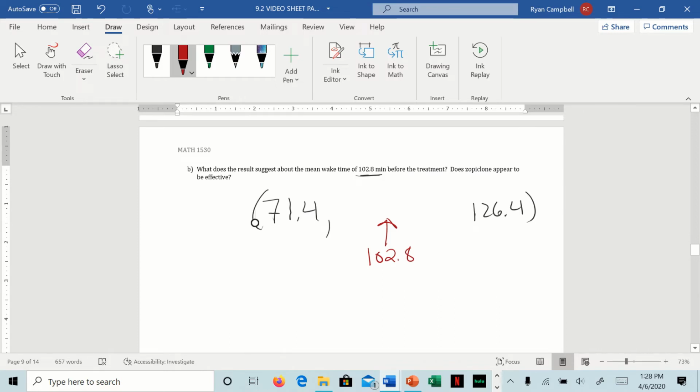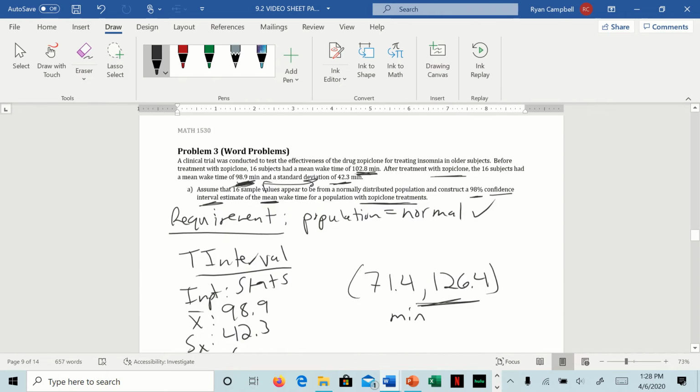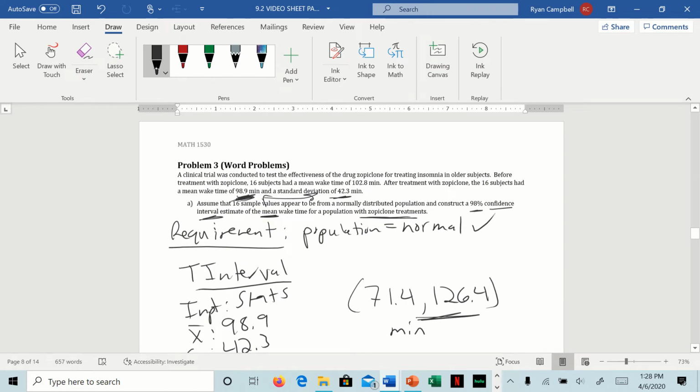So does it suggest that the Zopiclone appears to be effective? Well, let's think about this. What would it mean for it to be effective? Should you get lower numbers or higher numbers if Zopiclone is effective? Well, let's go back into the problem. What is Zopiclone trying to treat for?